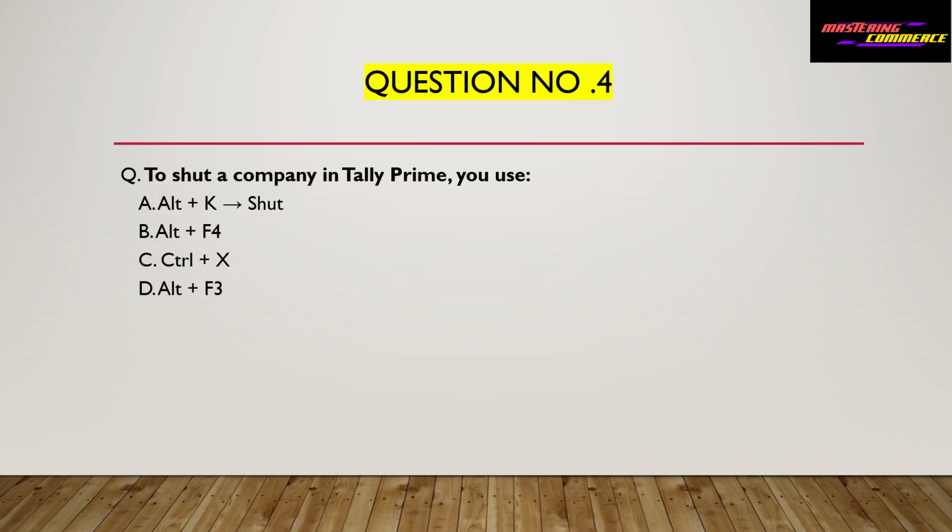Next question is to shut a company in Tally Prime you use Alt plus K, then shut, Alt plus F4, Control plus X, Alt plus F3. So here the correct answer is Alt plus K, then shut. A is the correct answer.